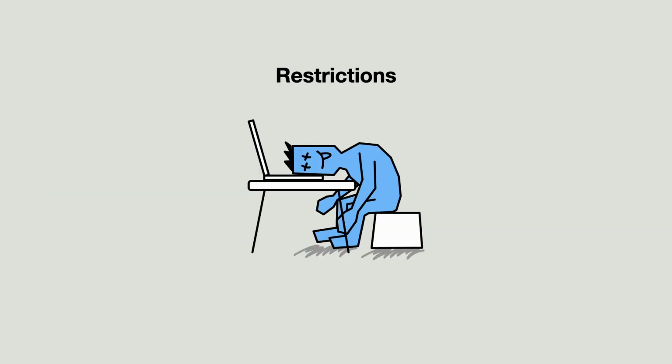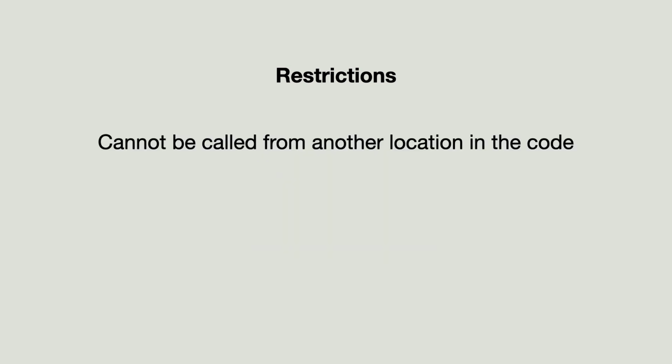There are, however, a few restrictions. The first one is obvious. An anonymous function cannot be called from another location in the code. An anonymous function cannot have statements. And the expression must be a single line of code. This restricts the application of lambdas in Python, and here are a few examples of them.